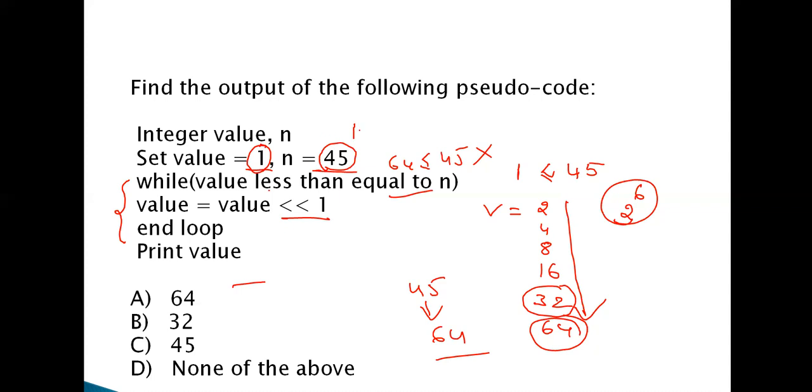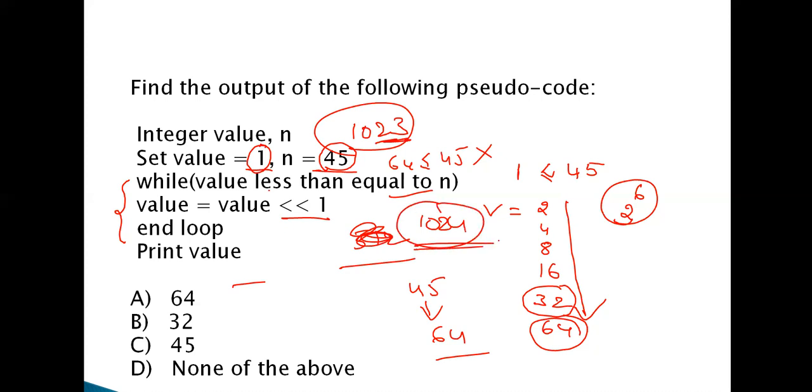For example, here I am giving the value 1023. Simply, the answer is 512. The answer is 512. Why? Because for 1023, the next integer in powers of 2 is 1024, so the loop stops at 512. Like this. You got it?